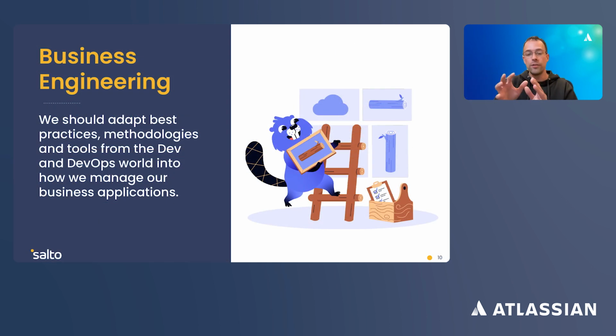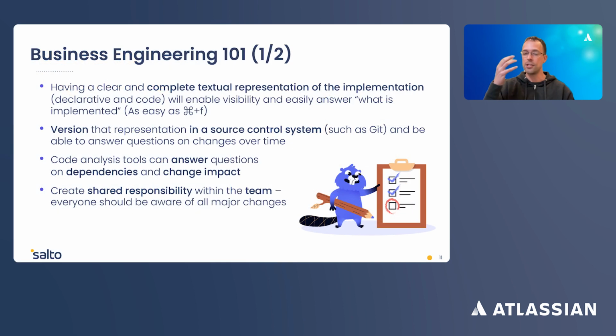And at the core of this is what we're preaching for at Salto, which is adopting an engineering mindset and adapting best practices, methodologies, and tools from the world of development and DevOps into the way that we manage our business applications. Now, let's imagine such a magical world. How would it look in this business engineering-oriented world?